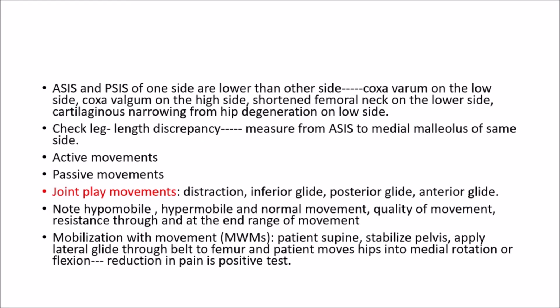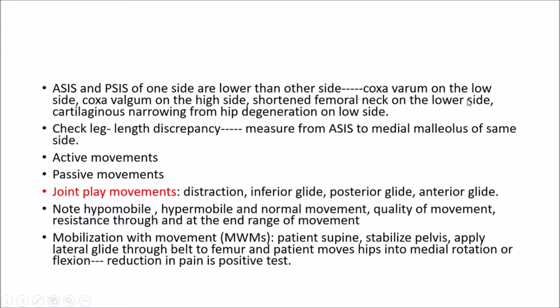If the ASIS and PSIS of one side are lower, there may be a coxa vara on the lower side and a coxa valga on the high side. There can be a shortened femoral neck on the lower side and cartilaginous narrowing from hip degeneration on the lower side. Usually coxa vara and hip degeneration are the two most common.